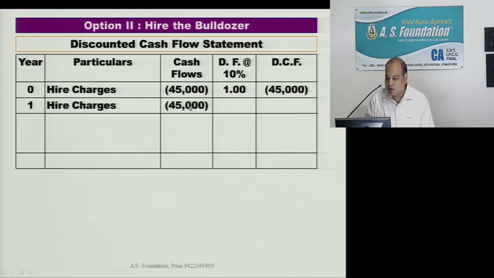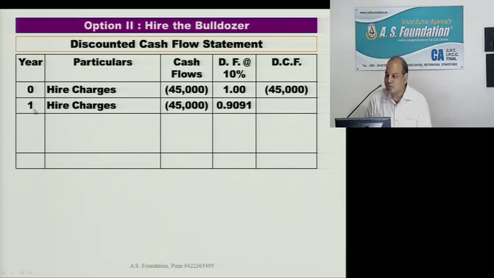Year 1 hire charges 45,000. Tax shield I will write separately. Wait. First you understand these two numbers. Are these understandable? You are paying lease rental in advance. You require it for 2 years. So at the beginning of year 1 you will pay 45,000. For time value of money purpose I will write 0 here. Then the second installment you will pay at the beginning of the second year, which is end of year 1 from today, for discounting purpose.